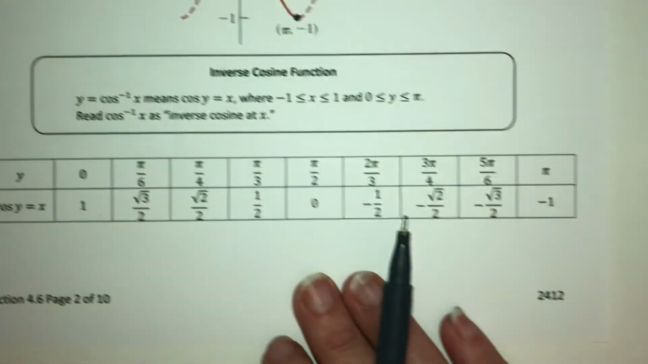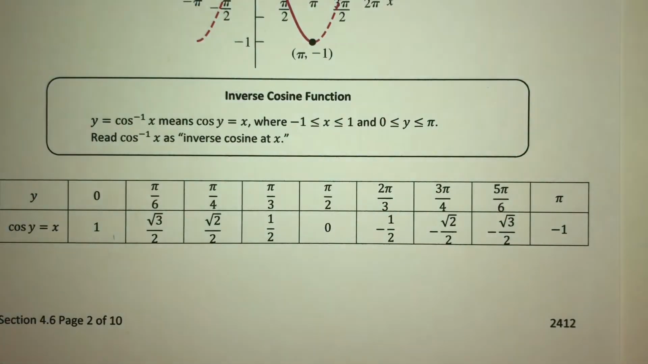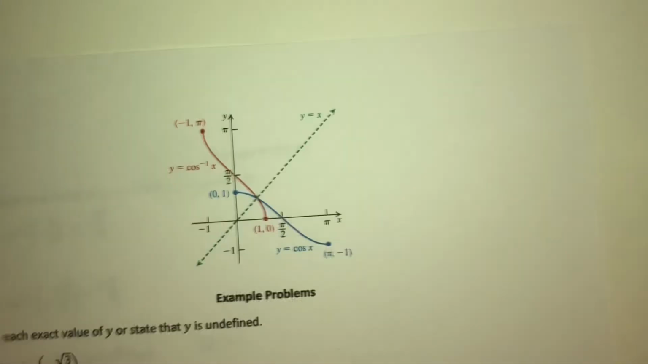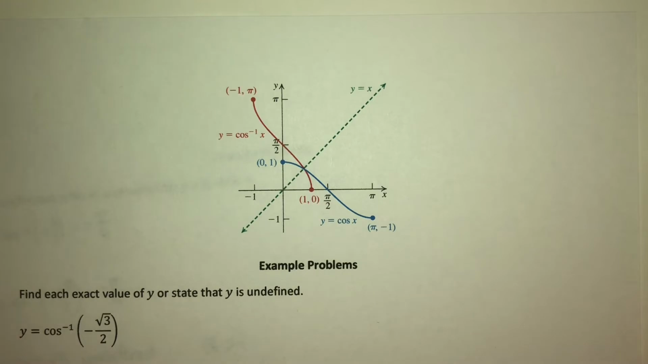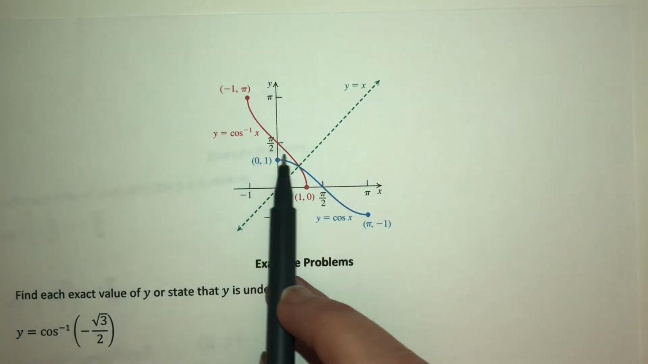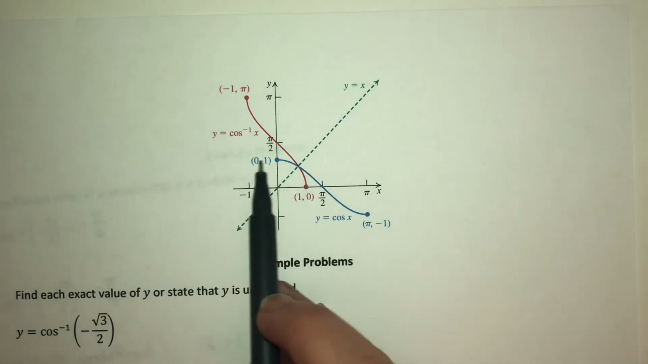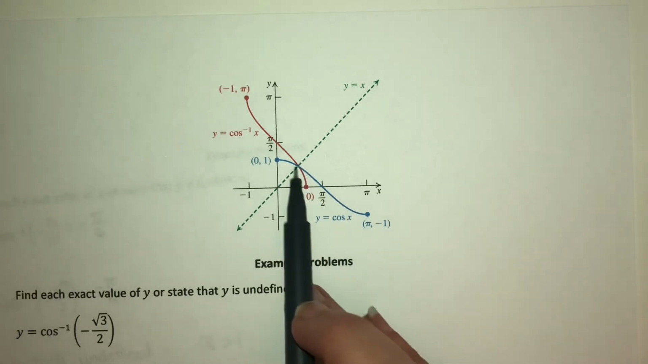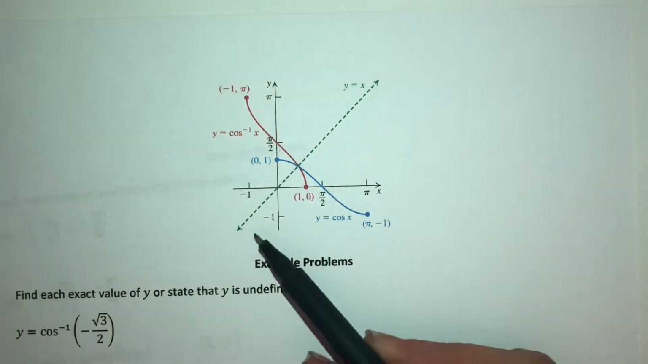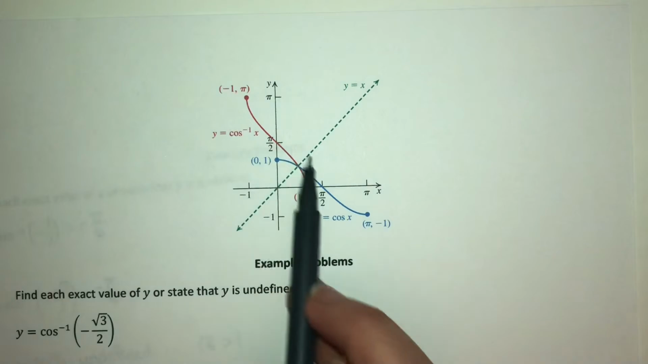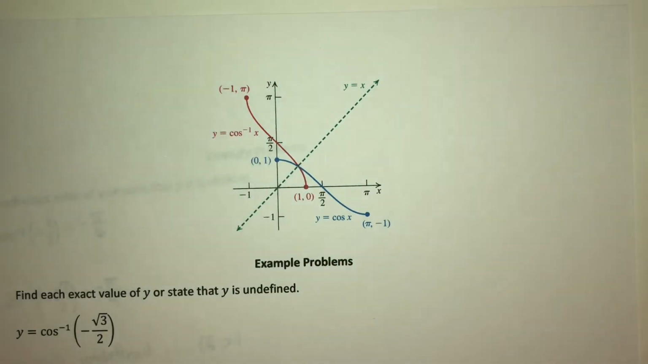Everything is restricted the same way. You have the same sort of chart that we had for inverse sine. And then you have your graph that will look something like this. This is your cosine function right in that area. And then you reflect over y equal x to get the graph of inverse cosine.